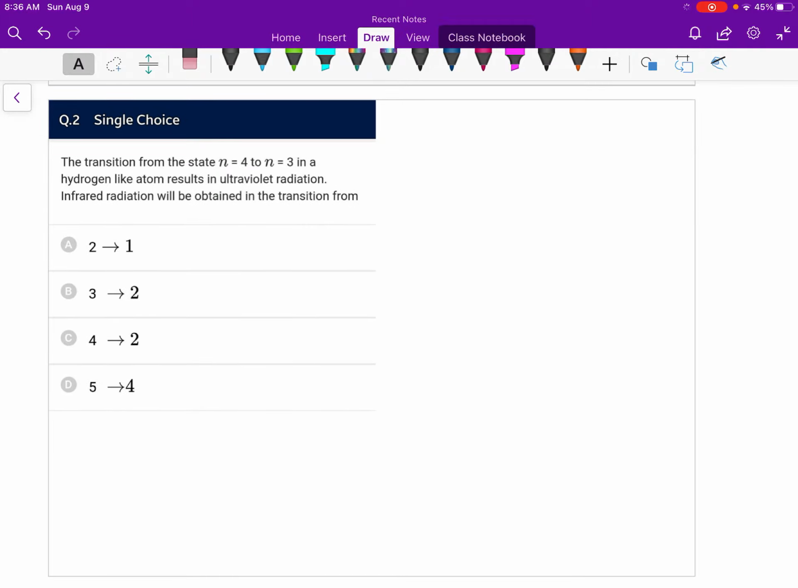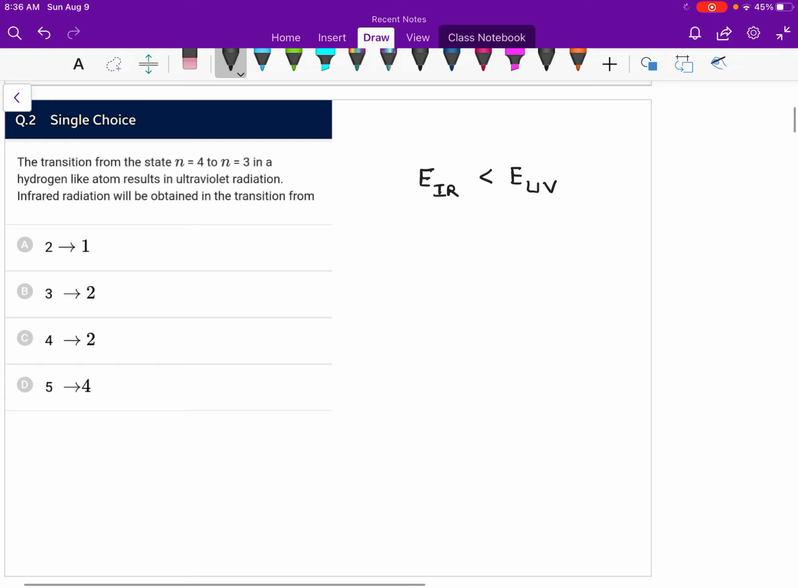The transition from n equals 4 to n equals 3 is in the ultraviolet region, UV region, then infrared region. Energy of the infrared region is less than the energy of the UV region. So energy should be less than the energy coming from the 4 to 3 transition. So 2 to 1 has greater energy, 3 to 2 has greater energy, 4 to 2 has greater energy, 5 to 4 has less energy, so greater wavelength. So D is the correct option.